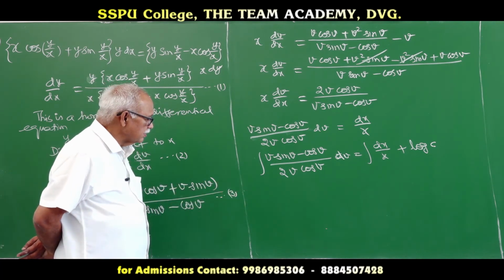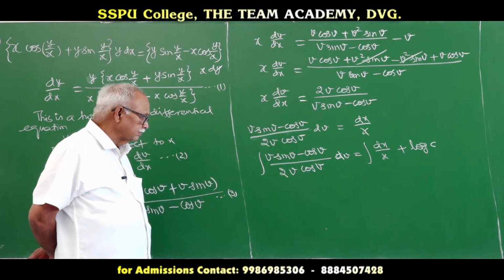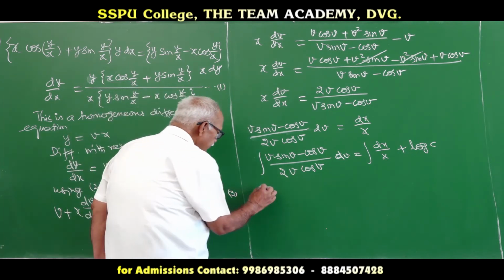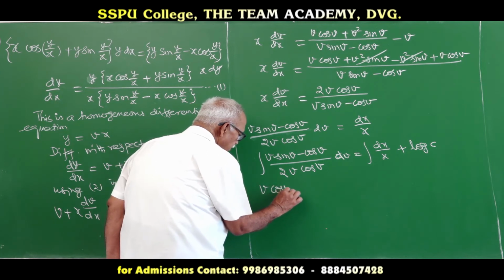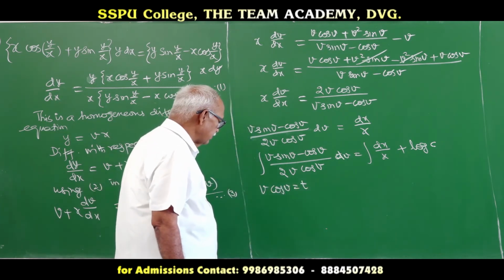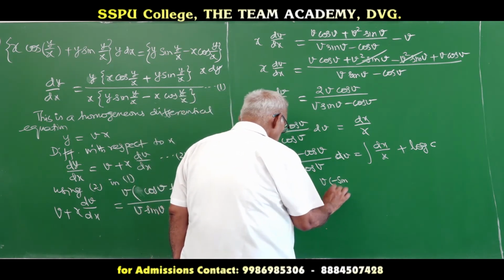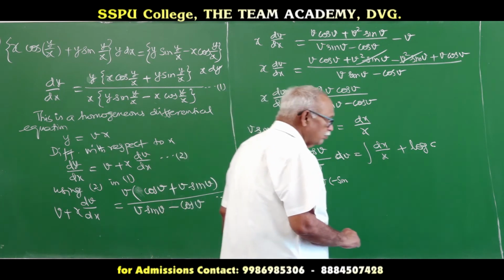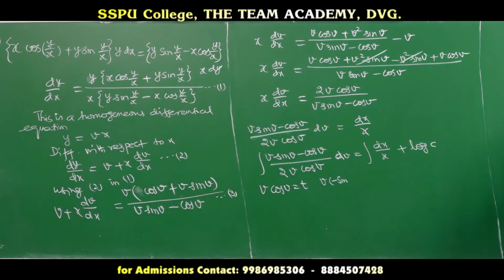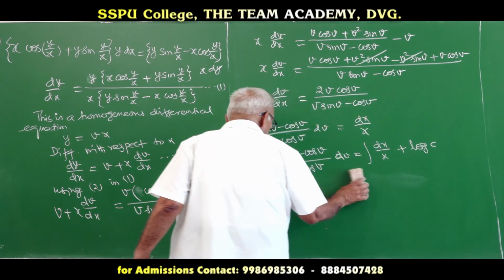Now, what is the integration for this? What is the substitution that we have to take? v cos v is equal to t we have to take. If you take v cos v is equal to t, what is the integration for this? We can do it one more way also. Integration can be done in another way also. I will do it.